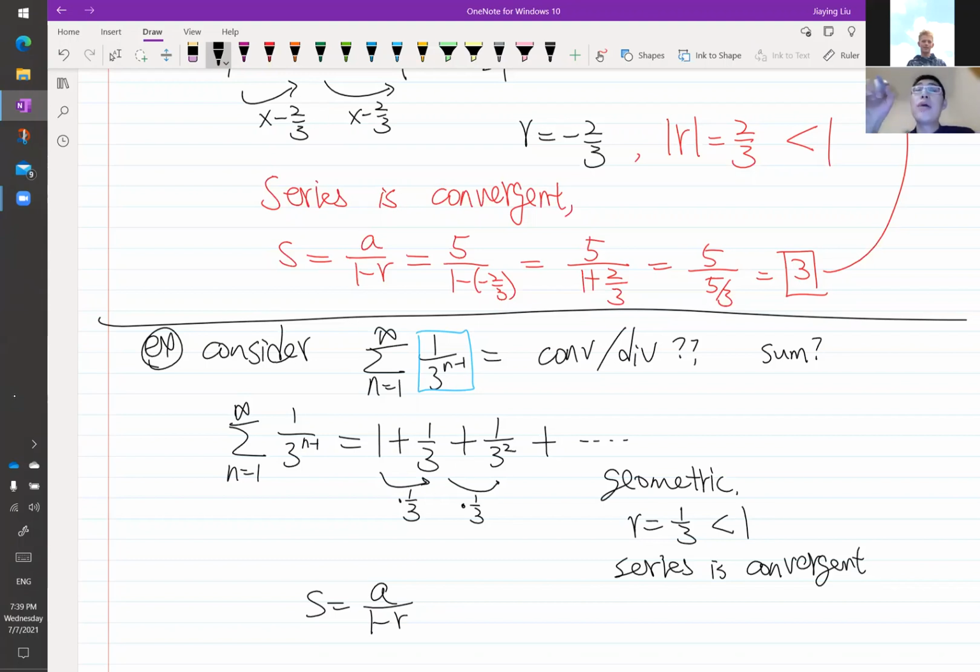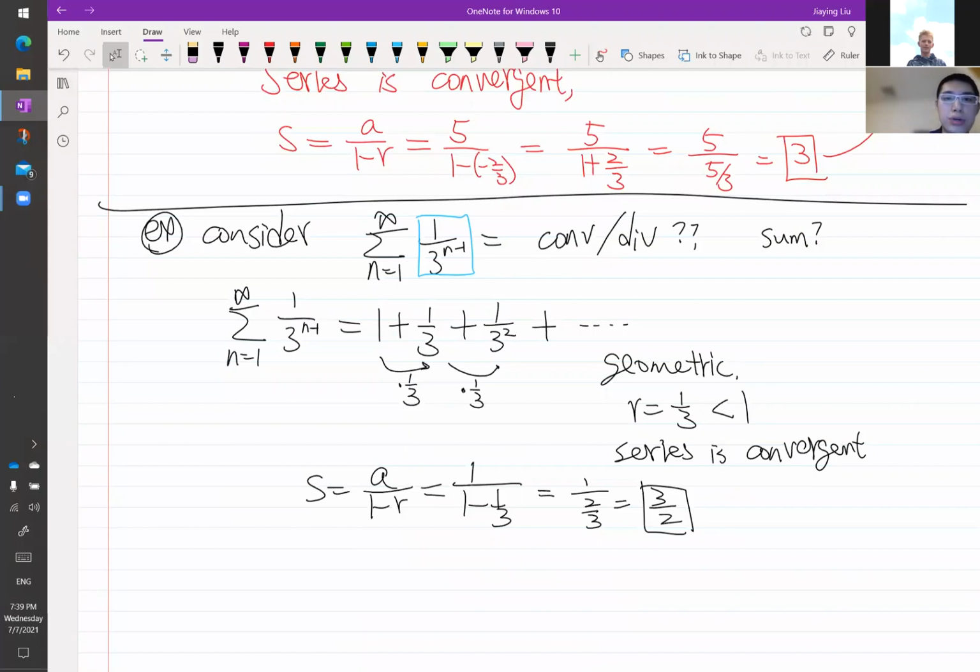So if it's a geometric series, the elements are being multiplied by a constant, could be a positive or negative constant, doesn't matter, as long as it's multiplied by the same constant to get the next element, right? That's what we call the ratio. The ratio is the same between two elements in the series. So that will be a. a is the first element, which is just 1. And then 1 minus 1/3. If you do that quickly, you get 1 over 2/3. You get 3/2, 1.5. That's the sum.